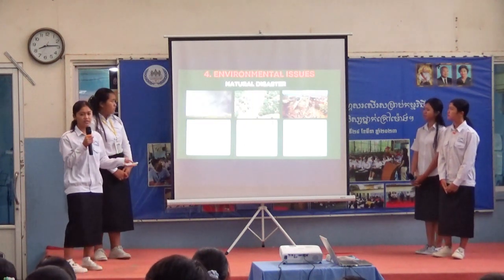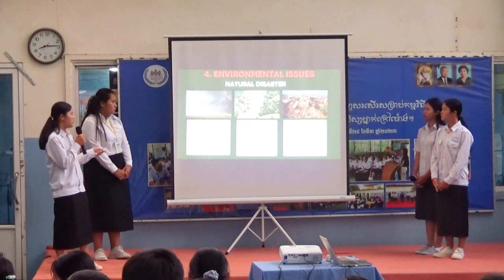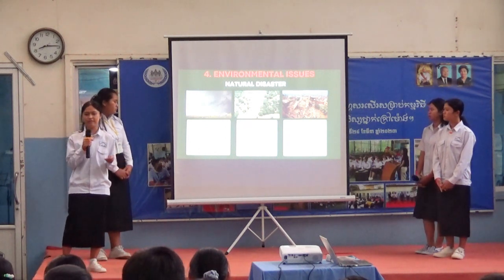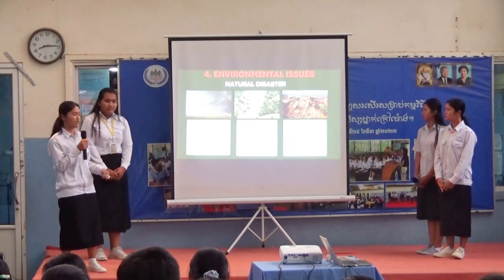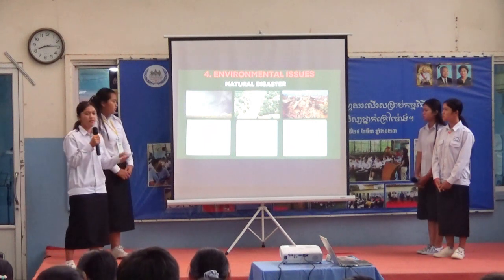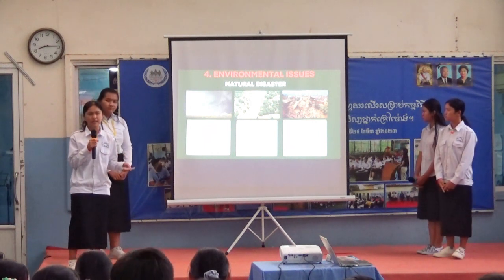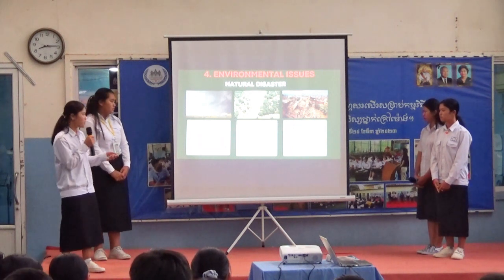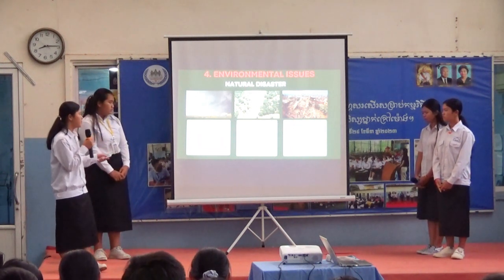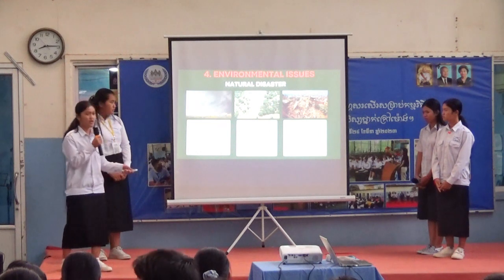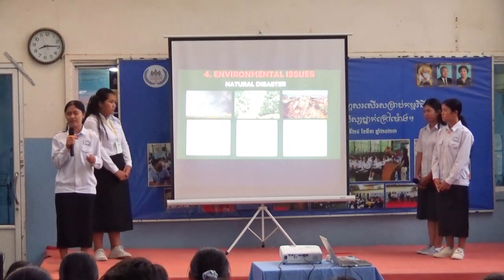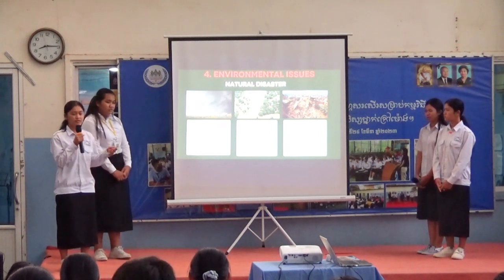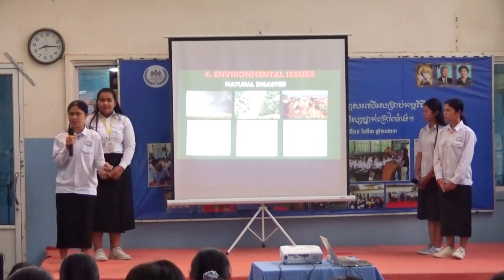The second, natural disaster. First, storm. When a storm happens, it will knock down trees and make people lose their property. The second, flood. A flood will happen when there is heavy rain, and a flood will make us lose natural resources and lose property. The last point, earthquake. Earthquakes are very dangerous for our life. When earthquakes happen, they will destroy forests and make people lose their shelter.